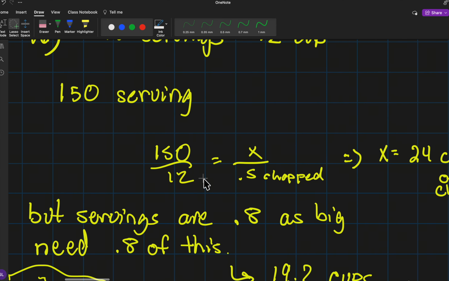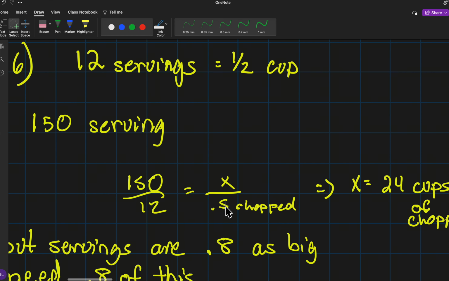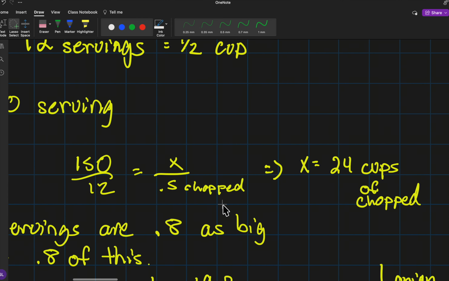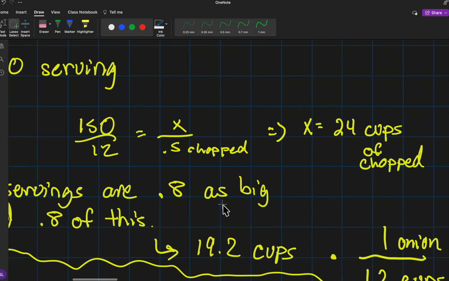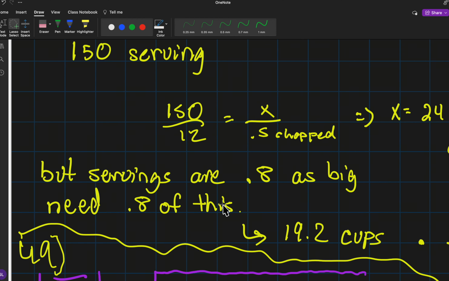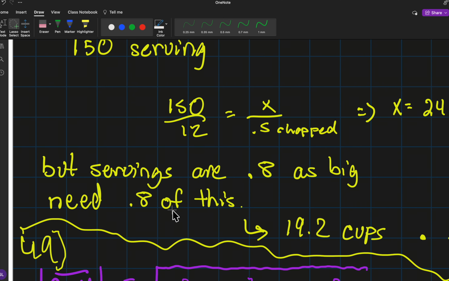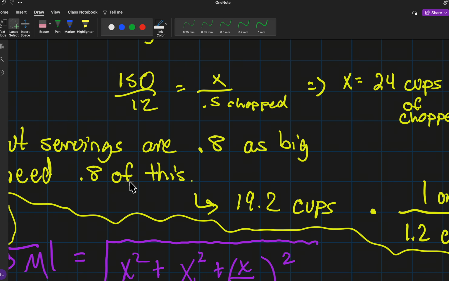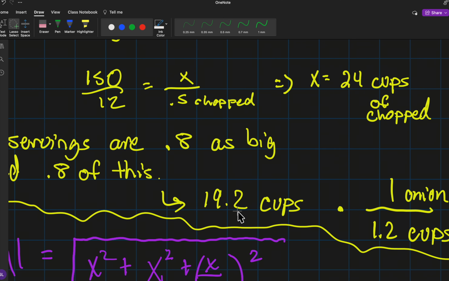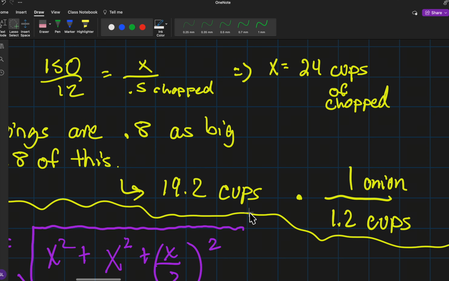So 150 over 12 is going to equal x over 0.5 cup of chopped onions. Solving for this, we get 24 cups of chopped onions. Now, the servings here are going to be 20% smaller. That means that the servings are 80% as big as before. So we only need 80% of this much chopped onion. So we take 80% of the 24 and we end up with 19.2 cups of chopped onions.